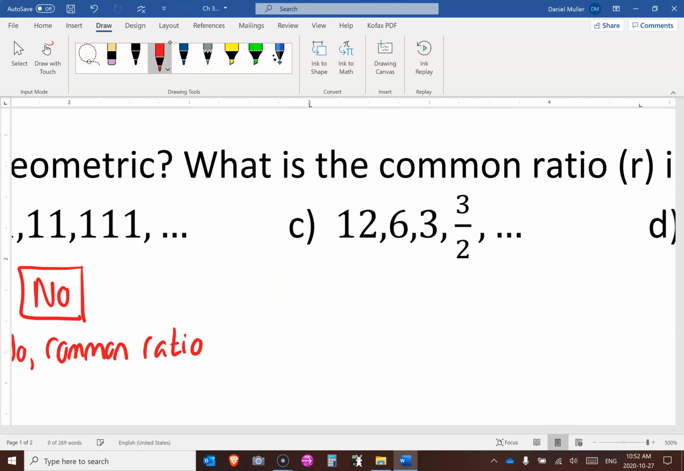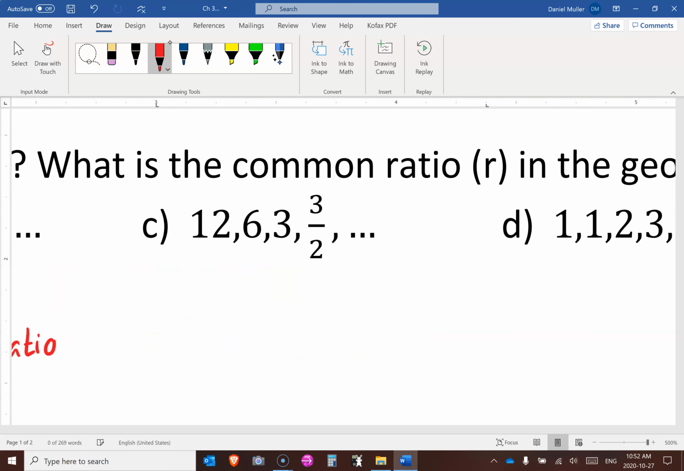Okay. What about this? From here to here, I'm dividing by 2. 12 divided by 2 is 6. 6 divided by 2 is 3. 3 divided by 2 is 3 over 2. So yes, we are dividing by 2 every single time. So R is, and we don't say 2, we say a half, because you're timesing by a half. Same thing as dividing by 2.